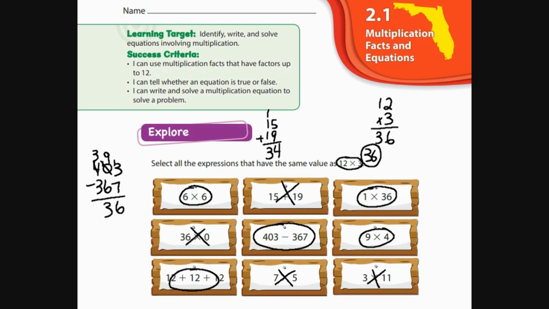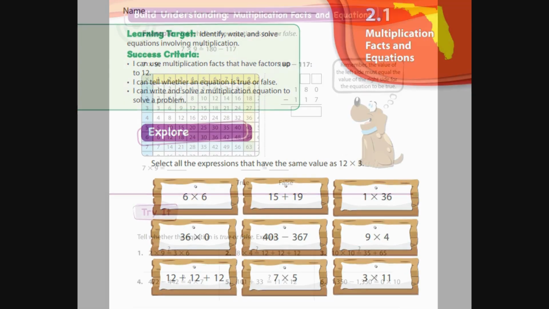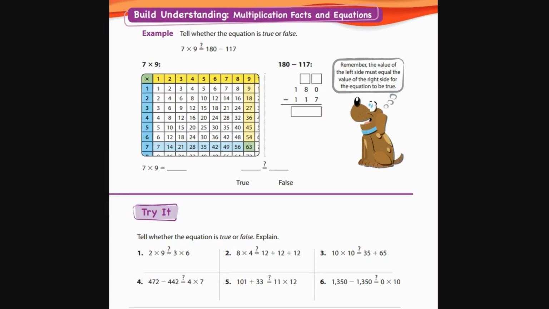All right, now let's build on that understanding with our multiplication facts and equations. So here we go. We are comparing, so we have to figure out one side before we figure out the other side. So let's figure out this side first. I always like to highlight the side that I'm working on first. So I'm going to work this side first.